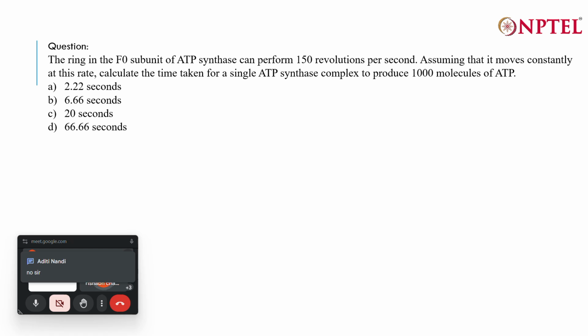The ring in the F naught subunit of ATP synthase can perform 150 revolutions per second. Assuming that it moves constantly at this rate, calculate the time taken for a single ATP synthase complex to produce 1000 ATP molecules. So, what can be the correct answer?